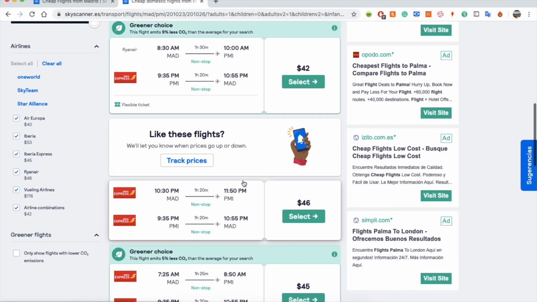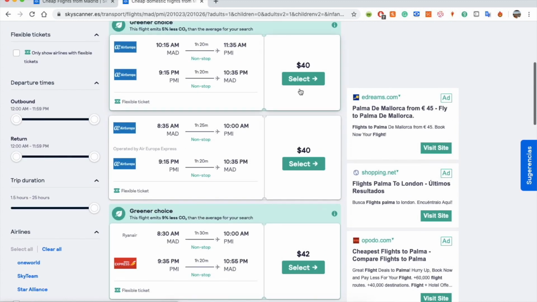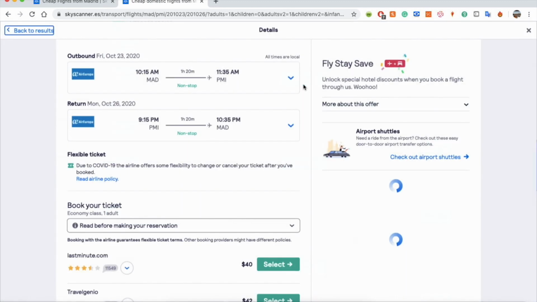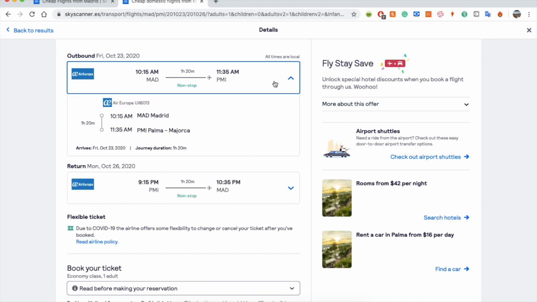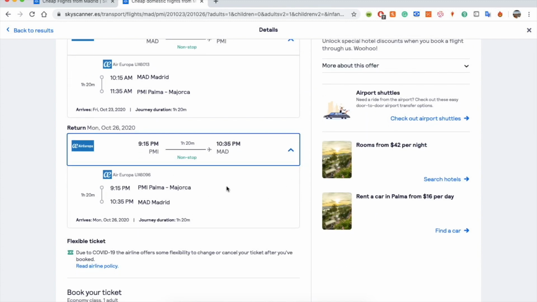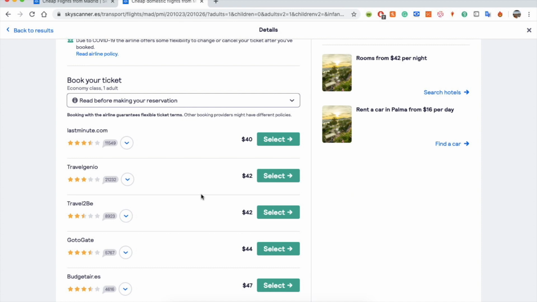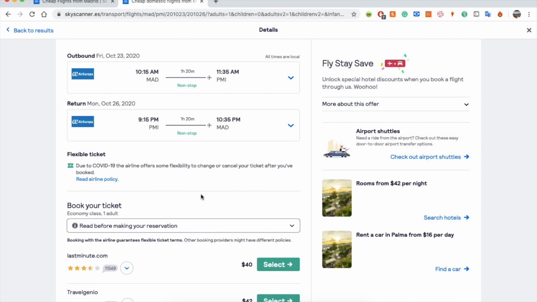So anyway, let's play. Let's say, okay, I'm gonna book this. Let's say I'll book this one, the first one, for $40. I mean, come on. So this is what it looks like. It tells you this is your first flight. Duration, an hour and 20 minutes. And then your flight back, an hour and 20 minutes as well. So if you're looking at this, you say, okay, this looks great. I'm going to Mallorca for my birthday.